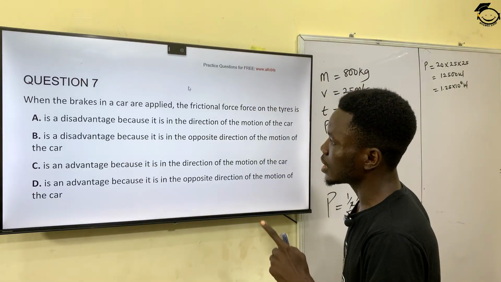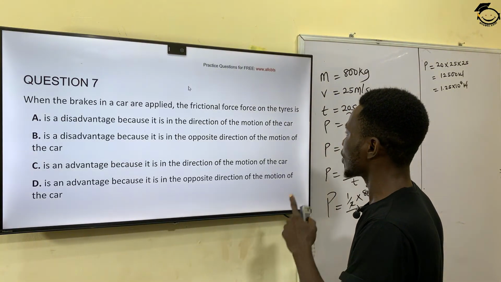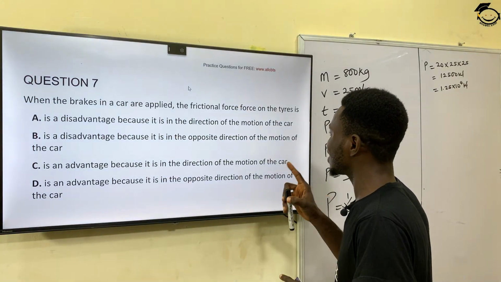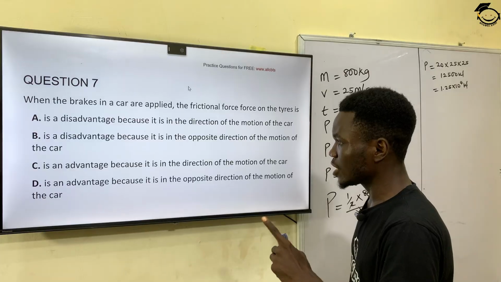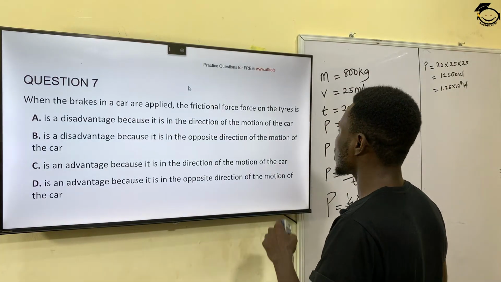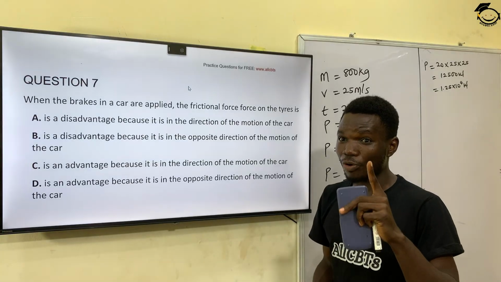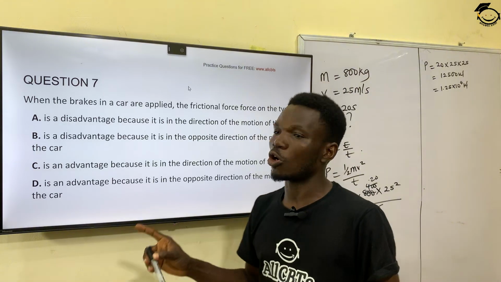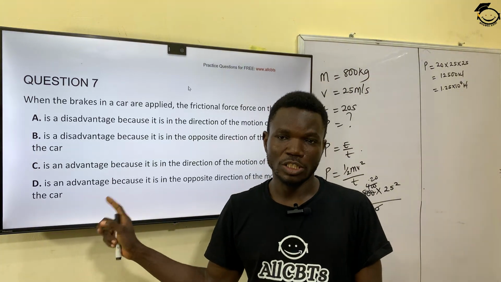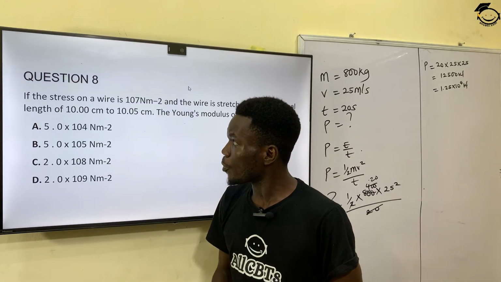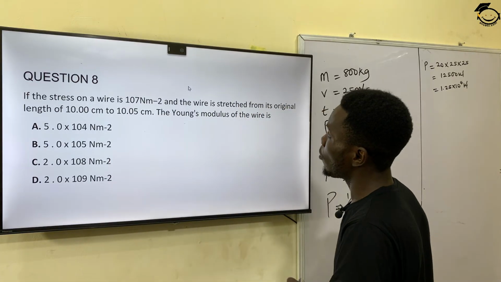C says it is an advantage because it is in the direction of the motion of the car. Wrong. It is an advantage, but it is not in the direction of the motion of the car. And D says it is an advantage because it is in opposite direction to the motion of the car, which is the correct answer. It is an advantage and it is in opposite direction to the motion of the car, which is option D.